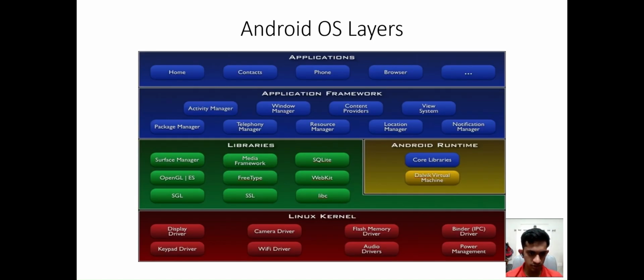The diagram here shows the various layers of Android OS. The first layer being the application layer. Then comes the application frameworks, then libraries, which also contains the Android runtime, and then the Linux kernel at the bottom.